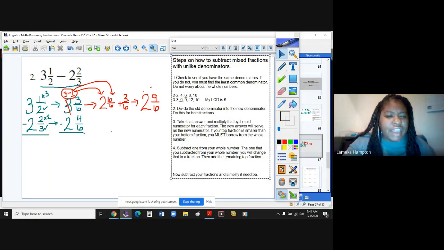So I'm now going to add that extra step there that I did here. Subtract 1 from the whole number. The 1 that you subtracted, you would change that to a fraction. Then you're going to add the remaining top fraction. So that's what we did. We added the remaining fraction, which was the original fraction, 3 over 6, and we added that to 6 over 6. 6 plus 3 gives me this 9, and keep the bottom numbers the same. So you wouldn't add the bottom numbers. Do not add the bottom numbers. Okay, do not do that.